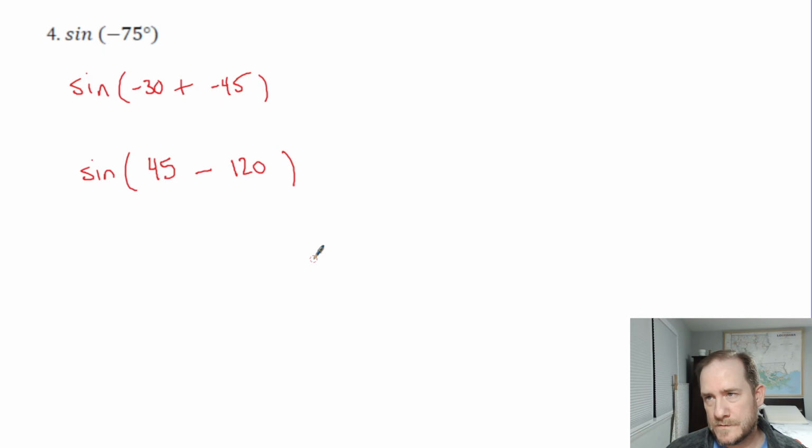Feels right. I don't really remember. This is the kind of math I'm super bad at. I'm just going to double check it. 45 minus 120. Yeah, negative 75, of course.